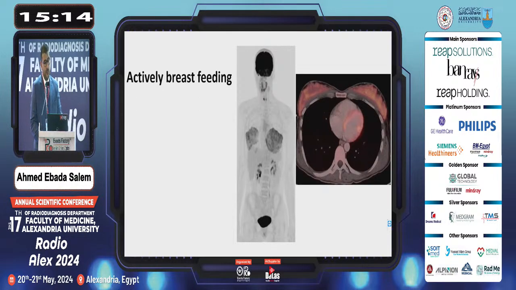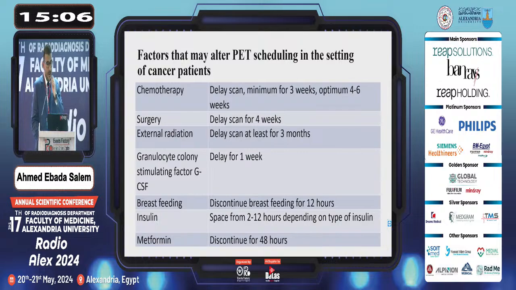This is another patient who was actively breastfeeding before the scan, so you can get increased uptake within the breast tissue. Factors that may alter the PET scheduling are in the setting of chemotherapy. We usually require that the patient has an adequate spacing of the treatment, so we require waiting at least 3 weeks after chemotherapy, 4 weeks after surgery, and 3 months after radiation.